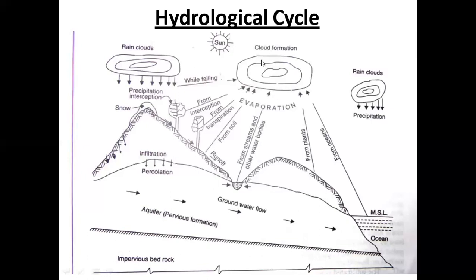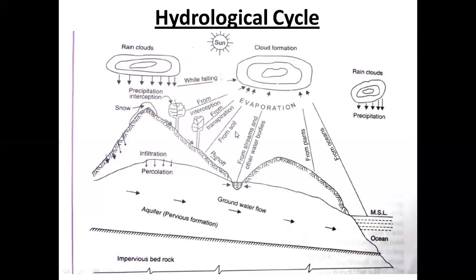So the water vapor gets condensed here, and water gets converted to vapor in the form of evaporation. Then once the cloud is formed, water vapor again condenses to form water, that is precipitation, and again it falls back to the ground. So this is the hydrological cycle.